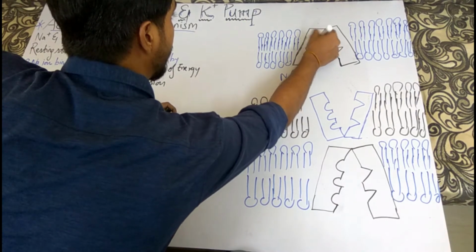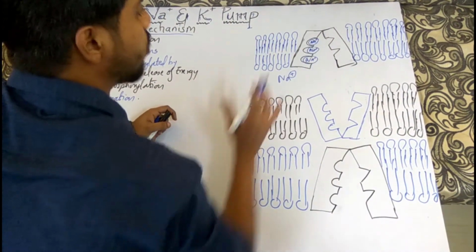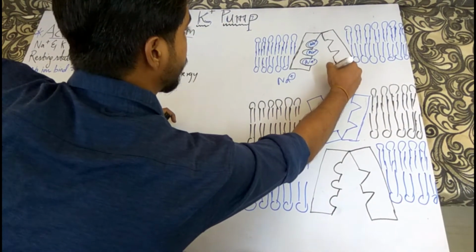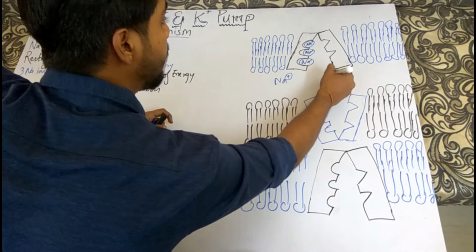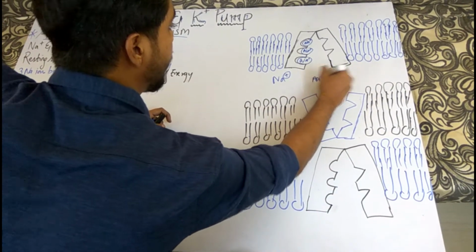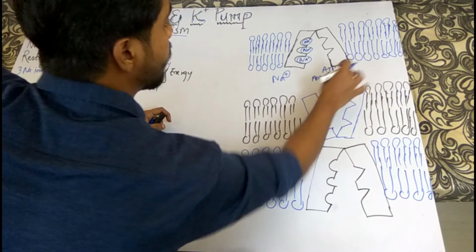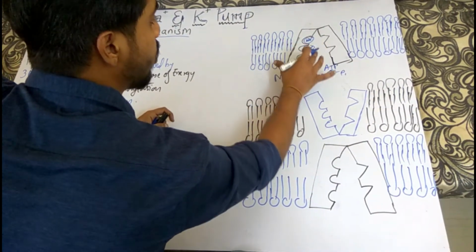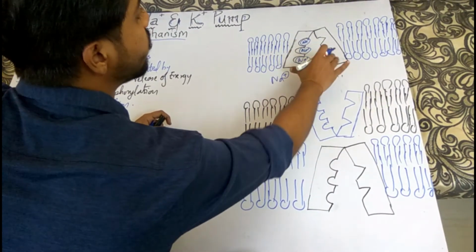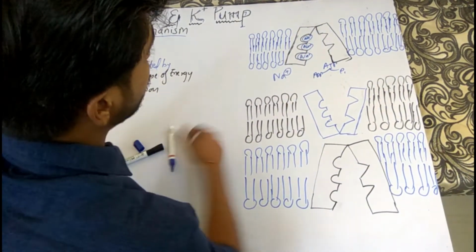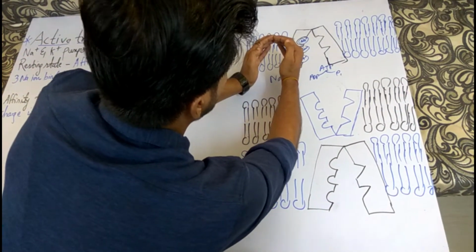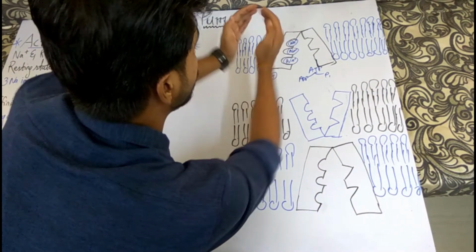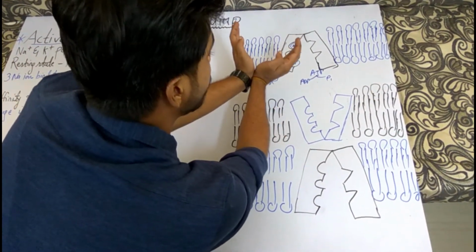Three sodium ions bind to the protein, and as soon as they bind to the protein, ATP comes into the picture. ATP gets hydrolyzed into ADP and a phosphate group. This phosphate group phosphorylates the protein, leading to conformational changes in the protein. It changes its conformation and opens towards the outside. First it was opening towards the inside, now it is opening towards the outside.